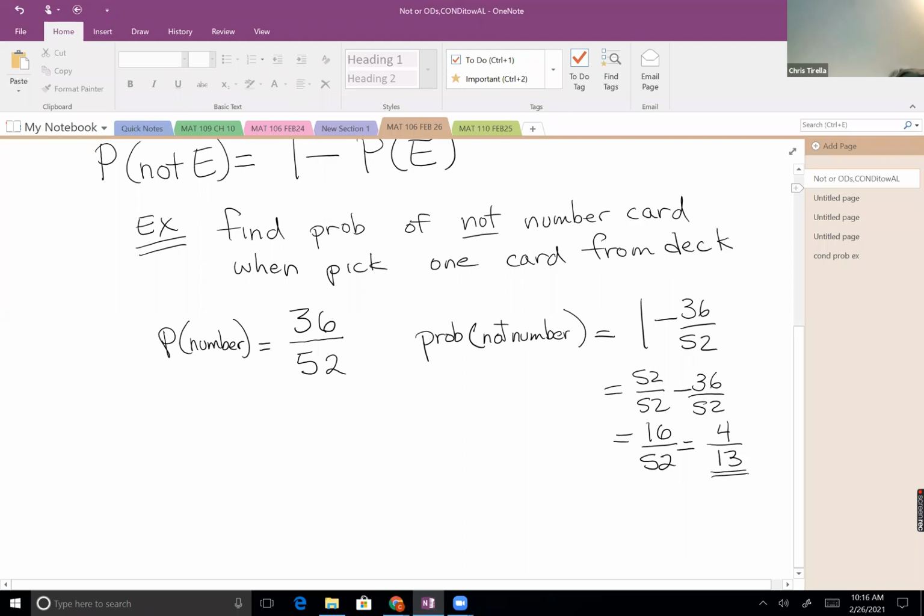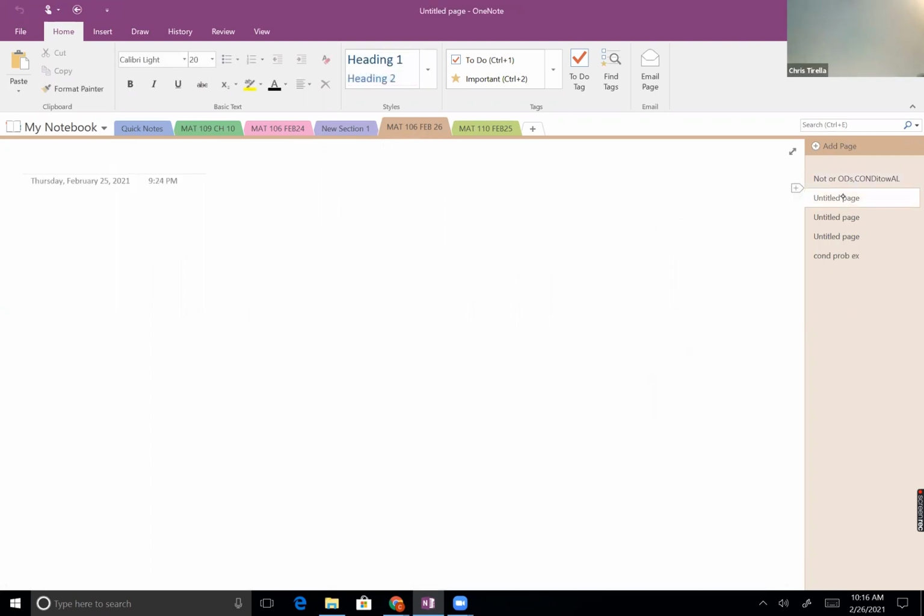Does everybody remember that idea of not? The probability of something not occurring is 1 minus the probability that it does occur. Can I put a smiley face next to that idea? Are we all right with that? Yeah. Great. Then next thing we're going to look at is that word or.